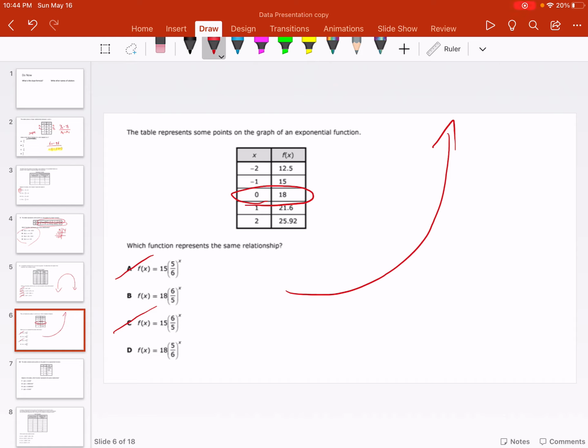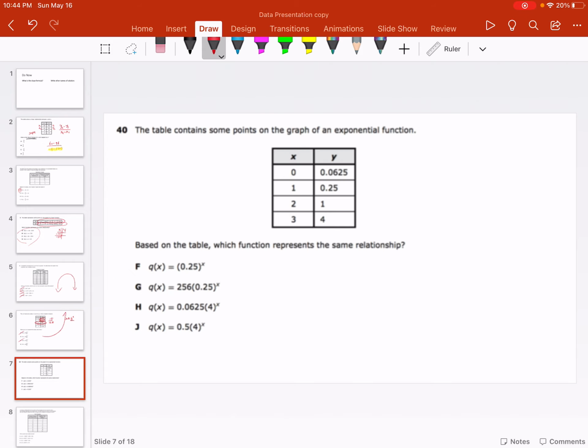Or you can just use A times B to the x power. You know how to find the rate, right? Second number divided by first number, like 15 divided by 12.5. You can find it like that, and you can do it by hand. Same thing for this one. It says exponential, so you can do the same thing. Initial value is 0.0625. Oh, this is the only one, so that's going to be the answer.